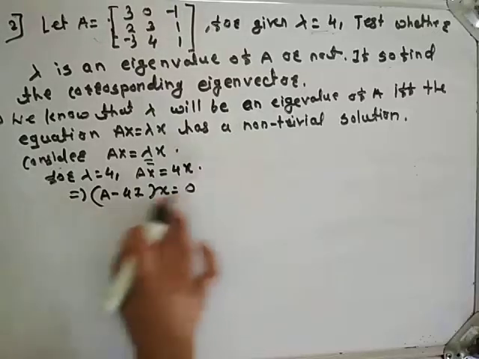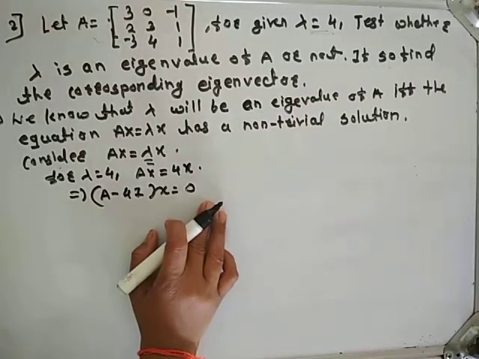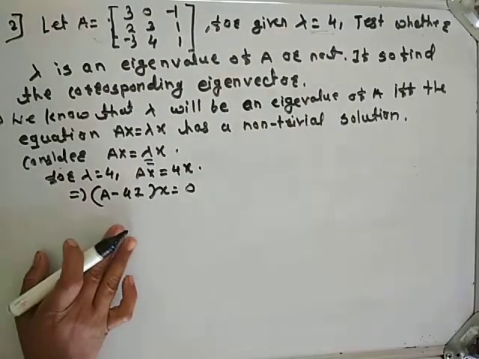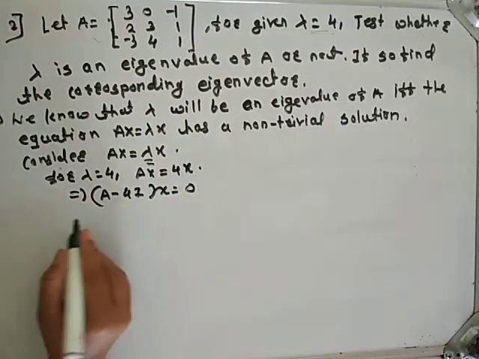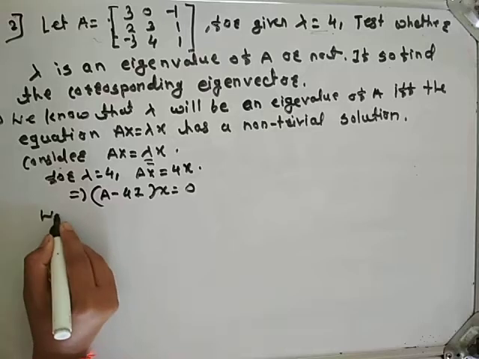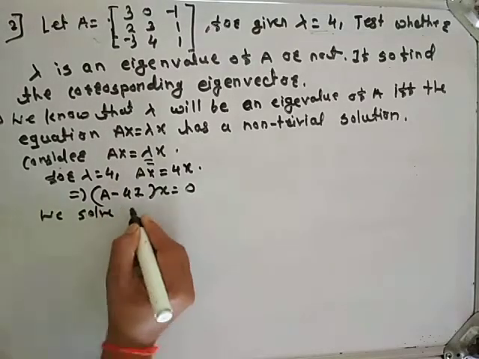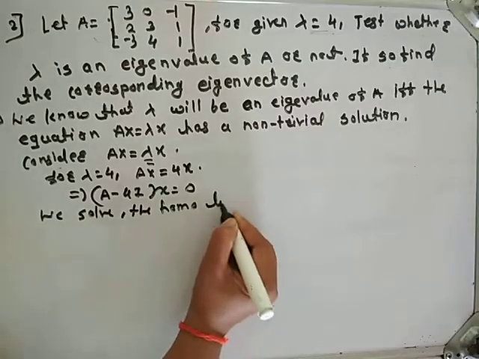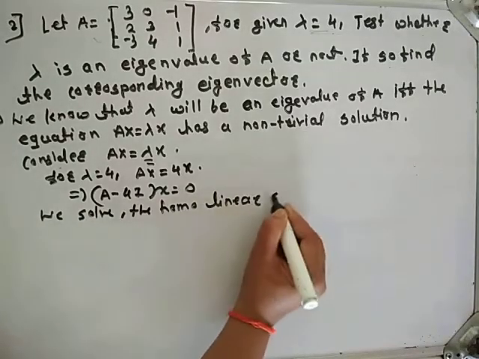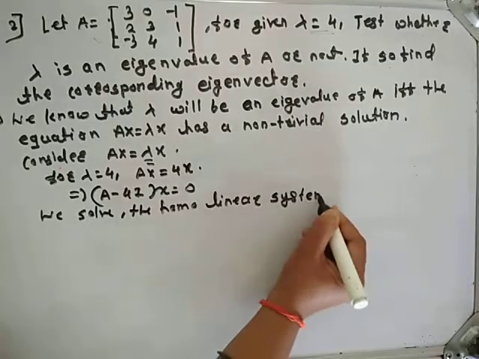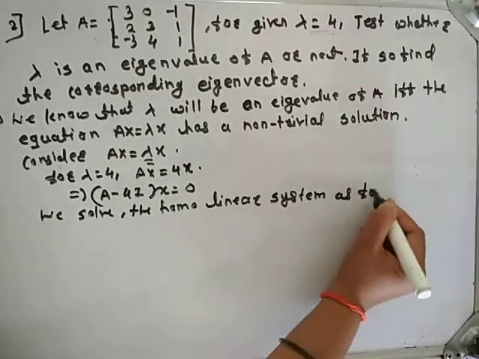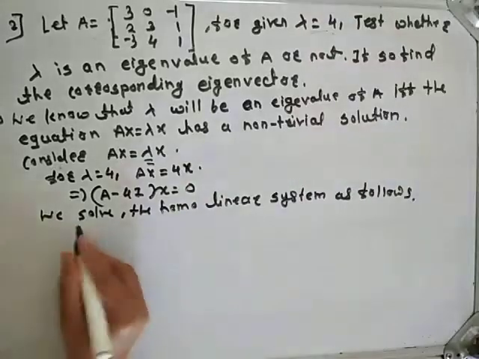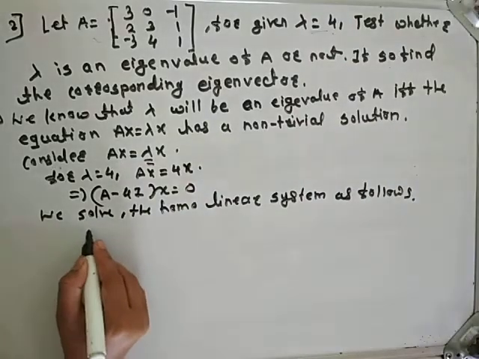See students, this is a homogeneous linear system. So we solve the homogeneous linear system as follows. Okay. So put the values of A.